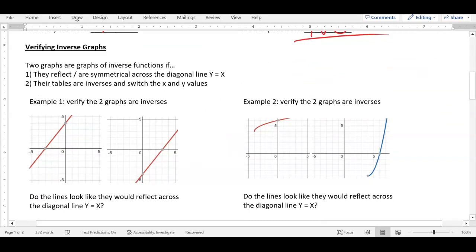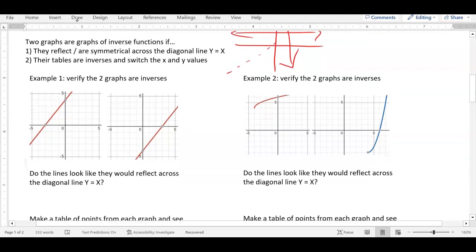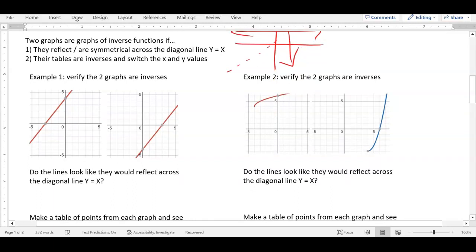Two graphs are inverses if they reflect across the diagonal line, okay? So y'all remember looking like you had a graph, you had the diagonal line, and you'd have like two lines, or something like this, where they would cross and be symmetrical across a diagonal line, okay? Well, what if the two graphs are separated like this? So example 1, we want to answer the first question. Do they look like they could be reflected across a diagonal line?